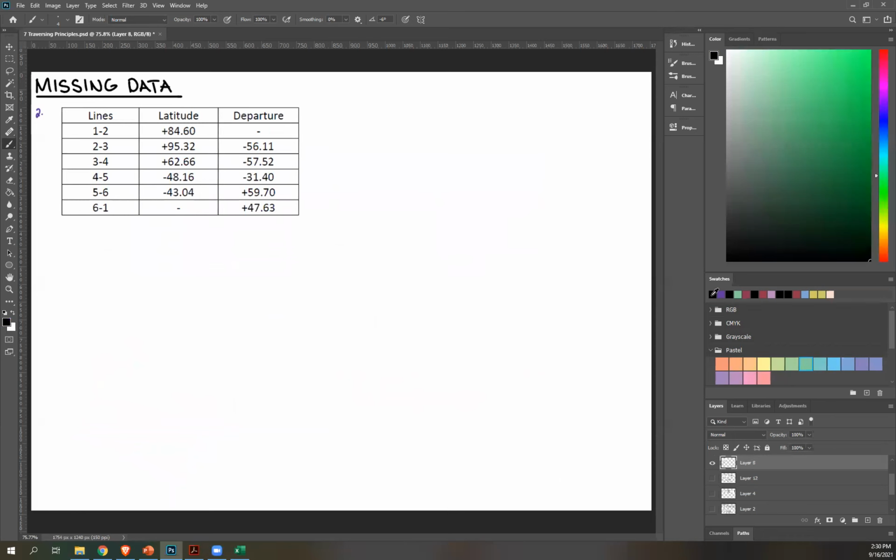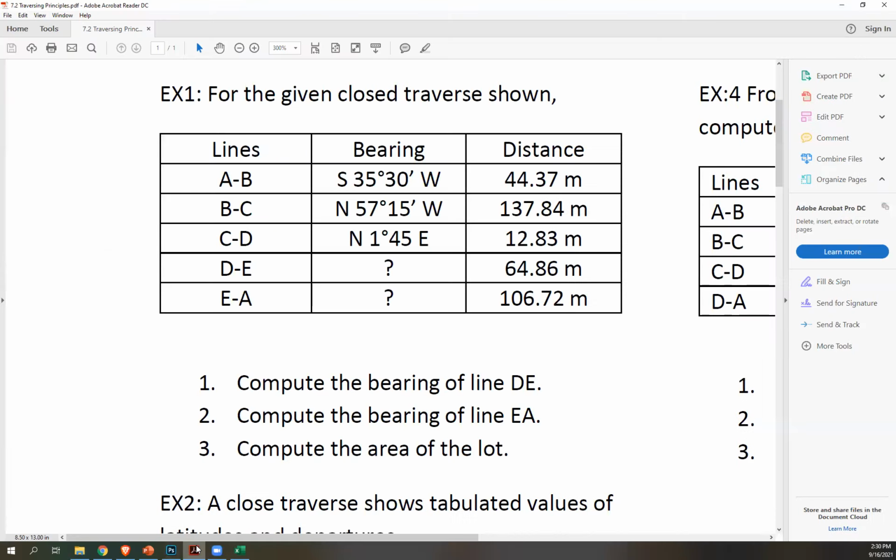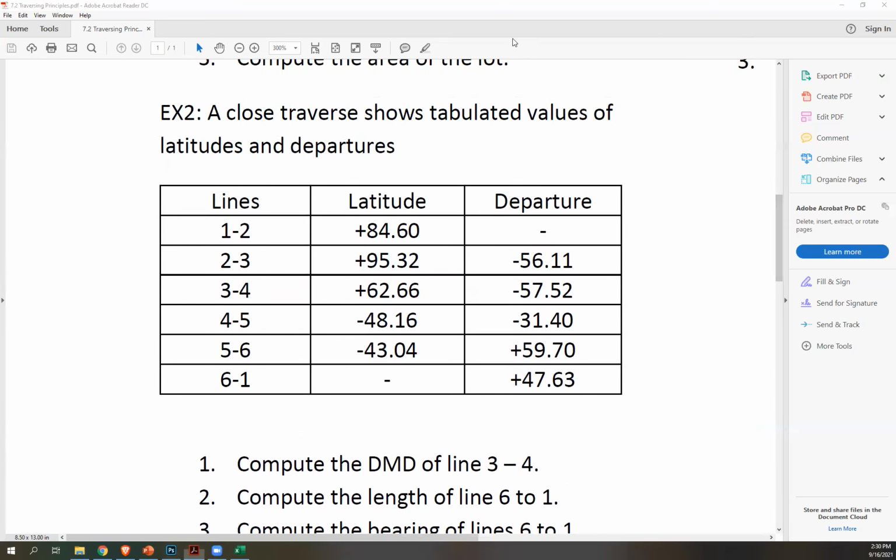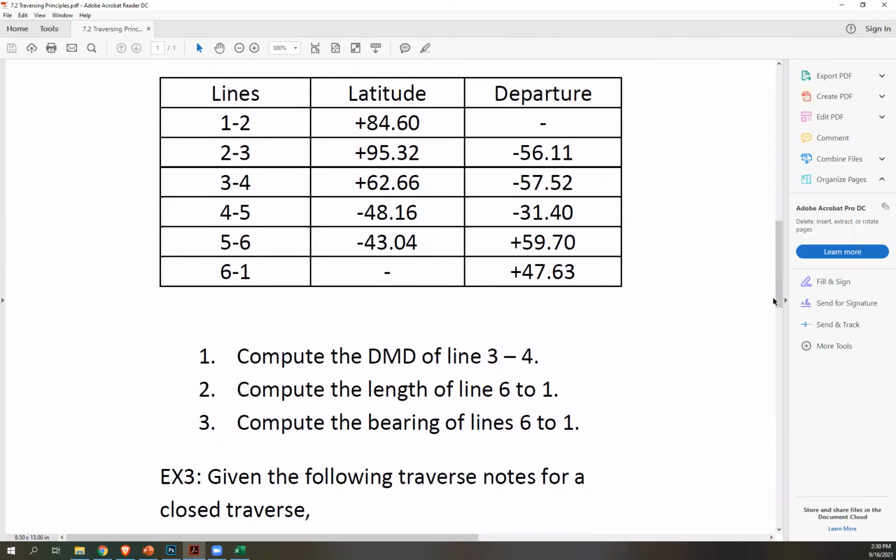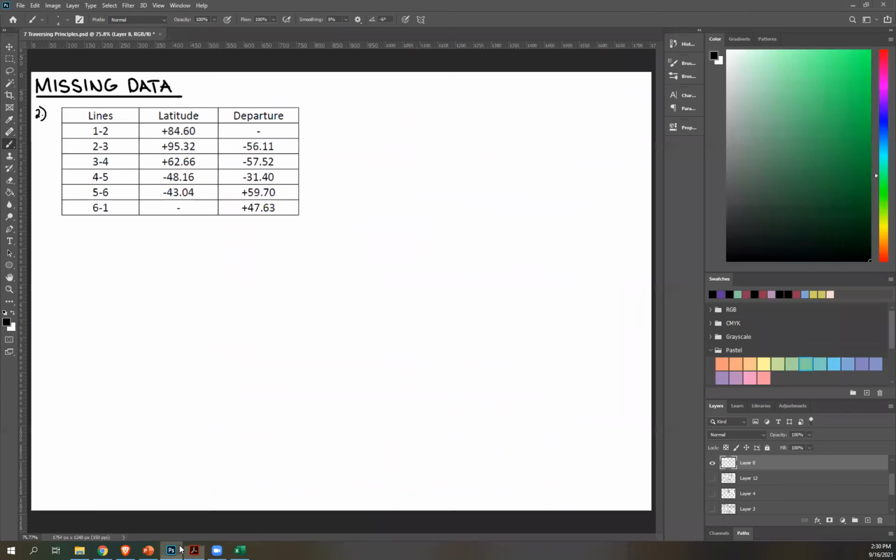Okay, so number 2 is a bit shorter, since it's easier to get the area. So let's see, number 2. Closed traverse shows tabulated values of latitudes and departures. Number 1, compute DMD of line 3-4. Okay, so let's focus on that first. I've got to get the DMD of line 3-4. So this is my given.